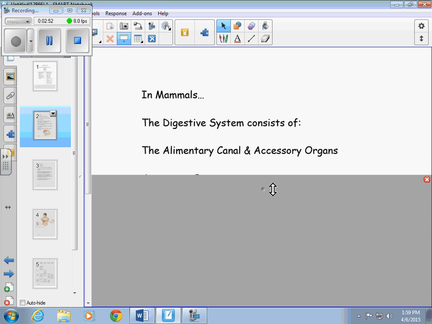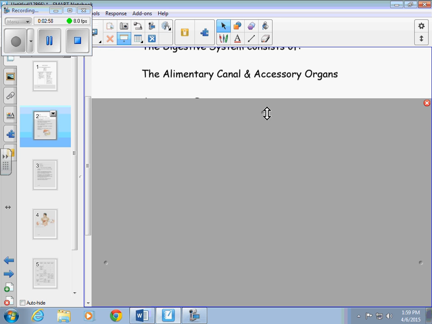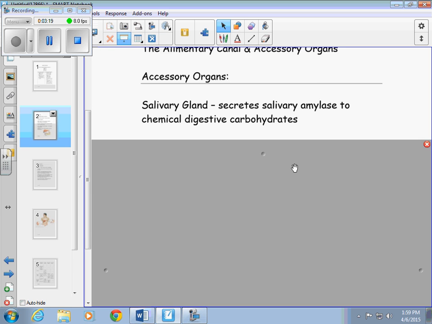In mammals, our digestive system consists of an alimentary canal and a bunch of accessory organs, and we're going to start talking about the importance of all those accessory organs. Starting at the top of the alimentary canal, we have the salivary glands. Salivary glands secrete salivary amylase. This is a chemical that will digest only carbohydrates. So the only chemical digestion that takes place in the mouth is that of carbohydrates.